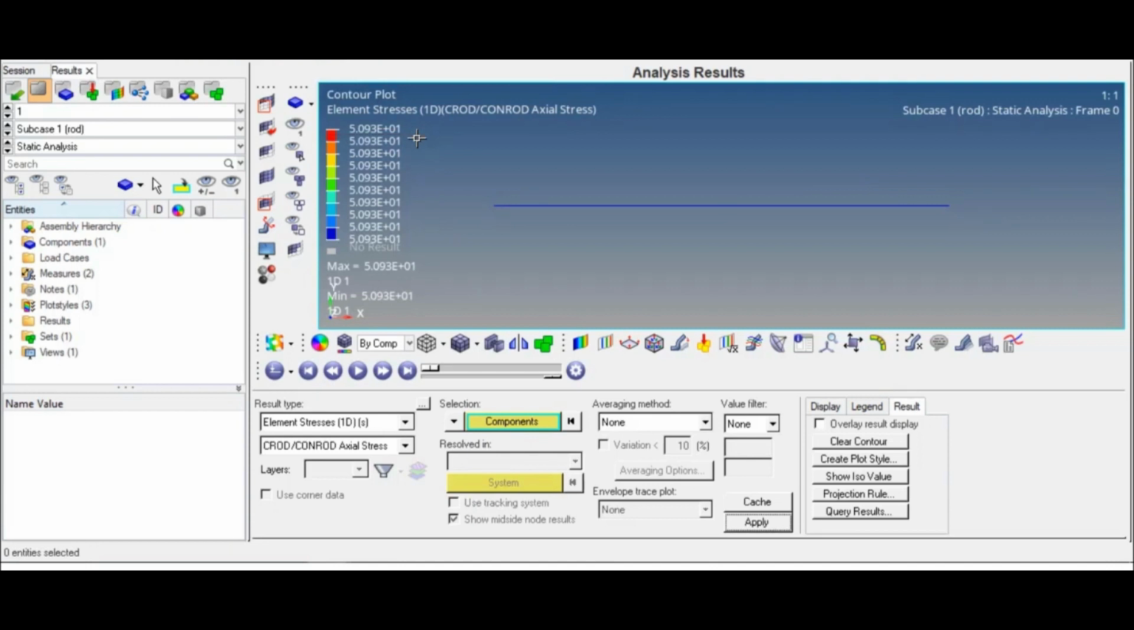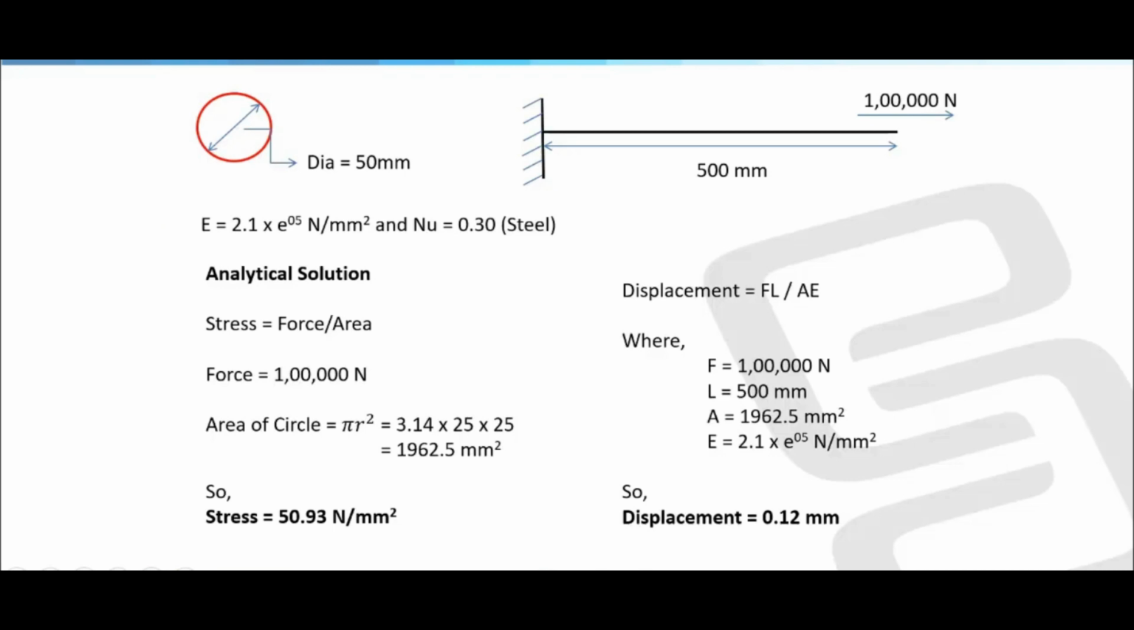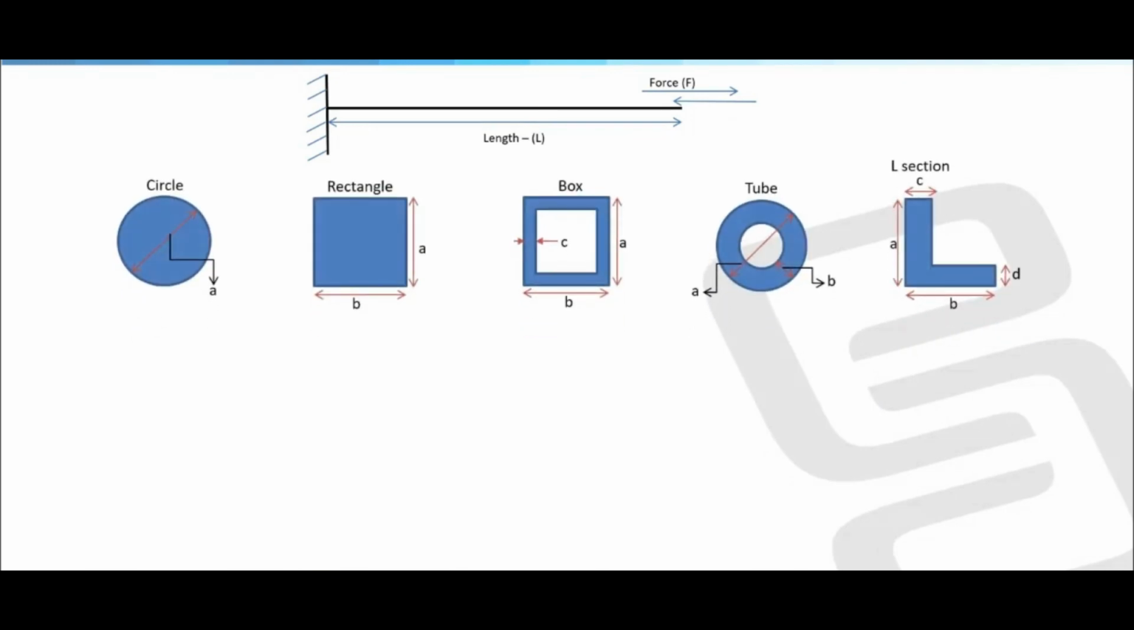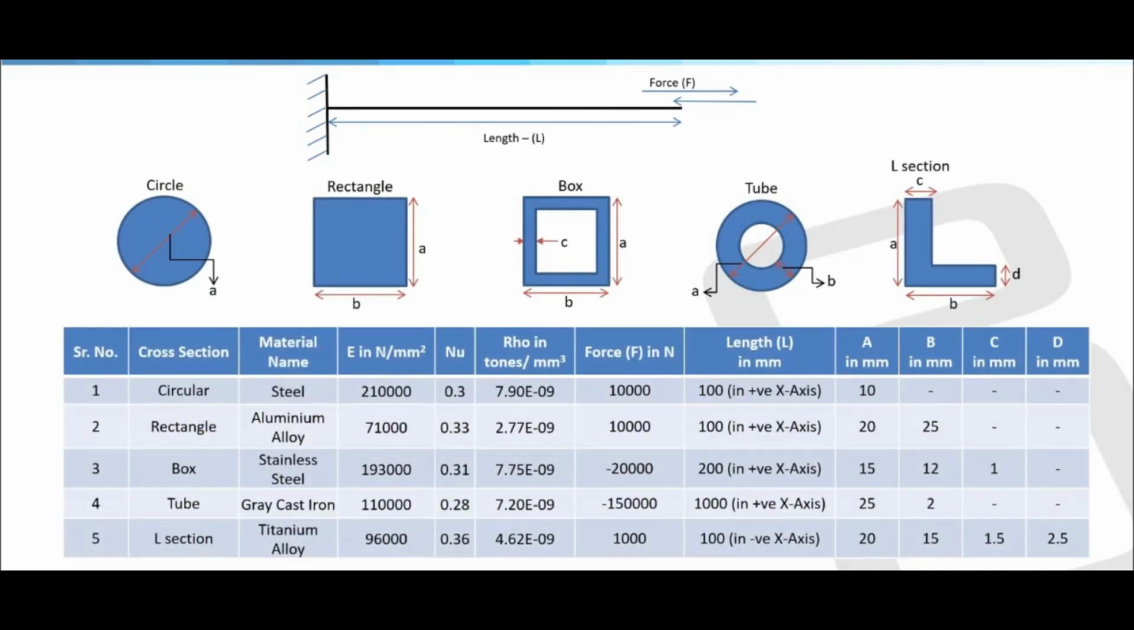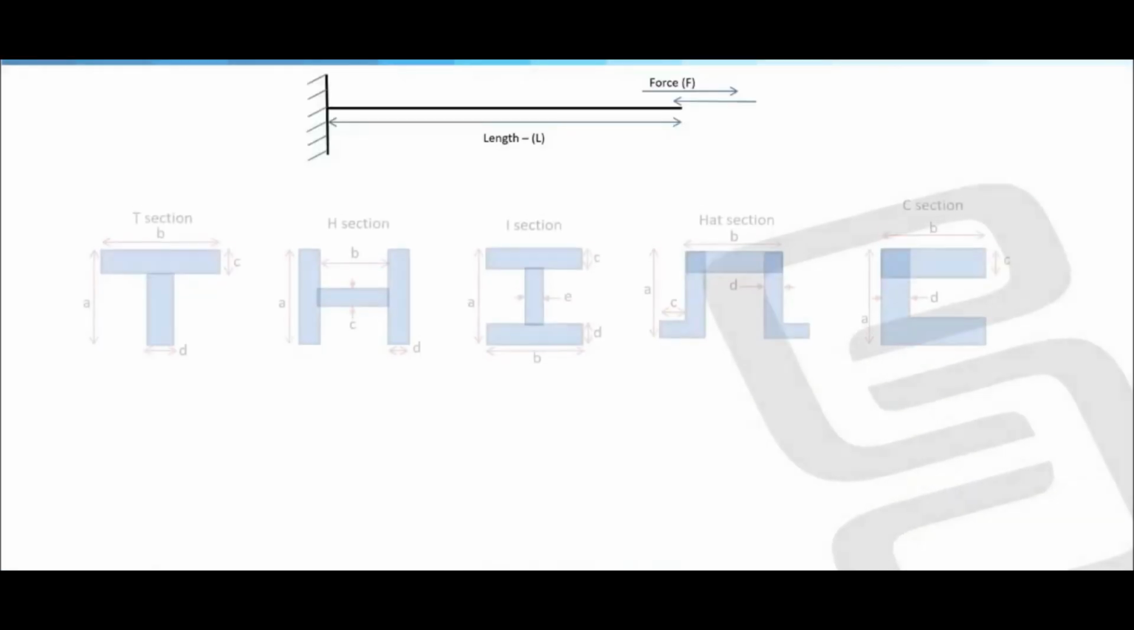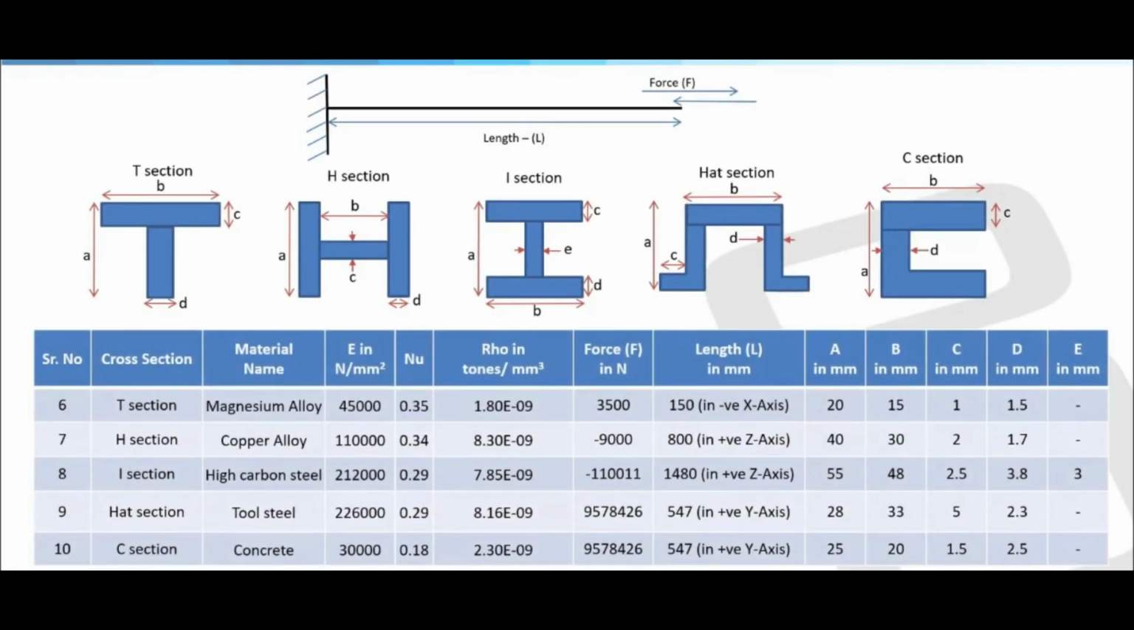Now I am going to show you the homework. So in homework, you will have to solve the same problem of a rod element subjected to tensile force, but this time the parameters are going to change. That is, the cross section is going to change, the material is going to change, the force is going to change, and the length is going to change. So these are the 5 problem statements, and these are the last 5 problem statements for a total of 10 problems.